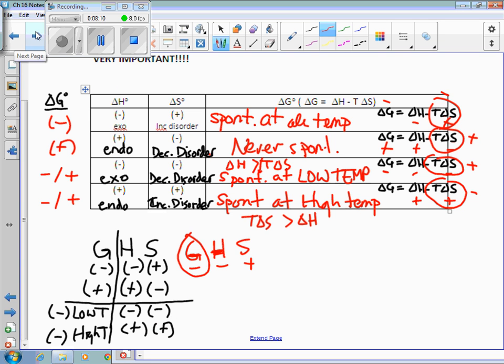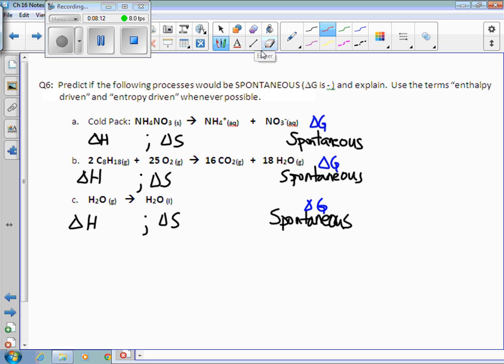So let's practice that. We have a couple scenarios here. I want you to figure out what's going to be true about delta H, delta S, and then as a result, delta G, under what conditions.